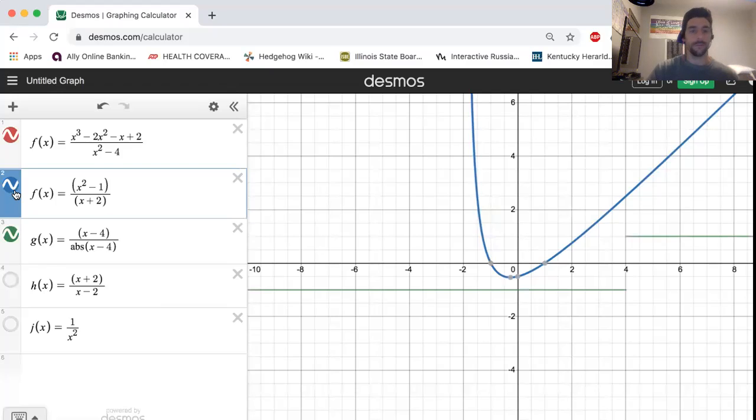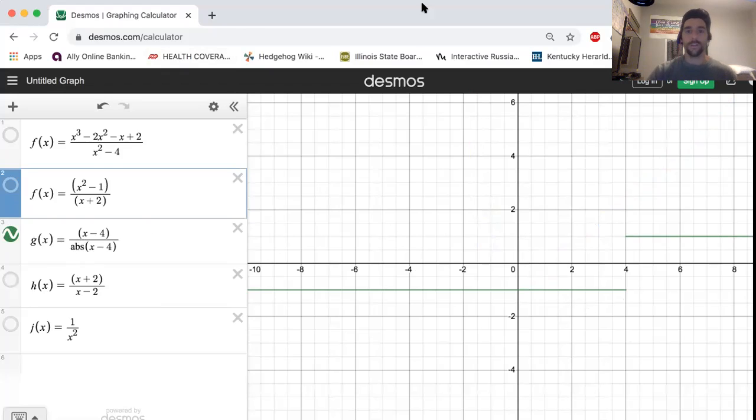If I share my screen here, this one would have been way easier just looking at the graph, but we don't always get that privilege of looking at a graph on a test or on the AP test. Notice how Desmos has a really cool absolute value feature. If you just put ABS, it actually graphs the absolute value. We can see this function right here has a pretty clear jump discontinuity where x equals 4.